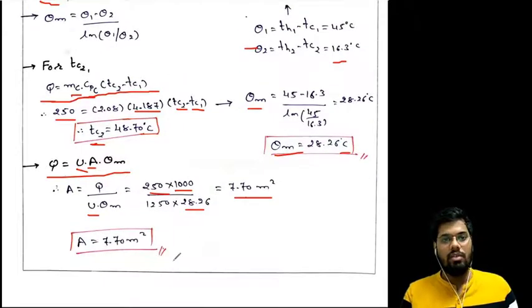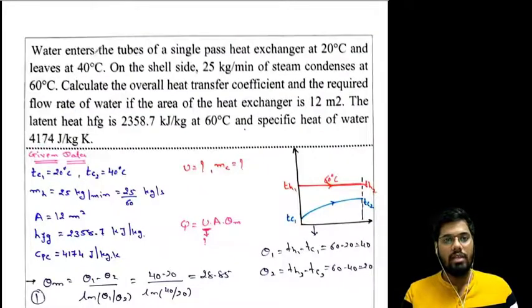Now let's move on to another question. Water enters the tube of a single pass heat exchanger at 20 degrees Celsius and leaves at 40 degrees Celsius. So from these two values we can say that this would be our Tc1 and this would be our Tc2. So Tc1 is 20 and Tc2 is 40 degrees Celsius.